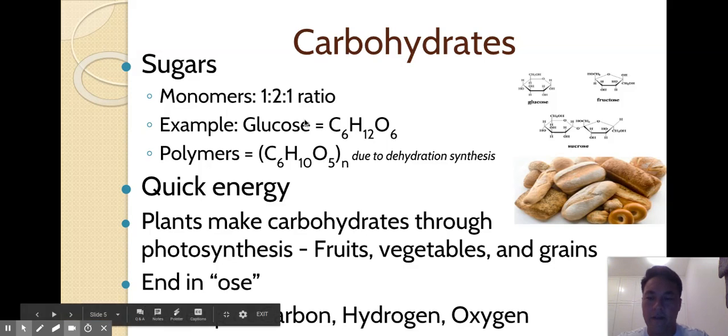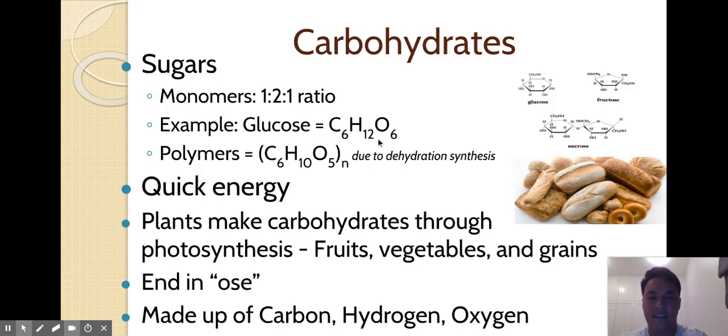So some quick information about carbohydrates. Here is glucose. You should probably use that in a promposal. Isn't it sweet? C6H12O6. Well, if you link a lot of them together, then you would get a formula that looks like this, C6H10O5, and this is due to dehydration synthesis. All right. They provide quick energy. Plants make them through the process called photosynthesis, which we'll learn more about. They're fruits, vegetables, and grains. A tip for you, if you ever see a word that ends in OSE, it's usually a carbohydrate. Lactose, fructose, sucrose, maltose, etc.